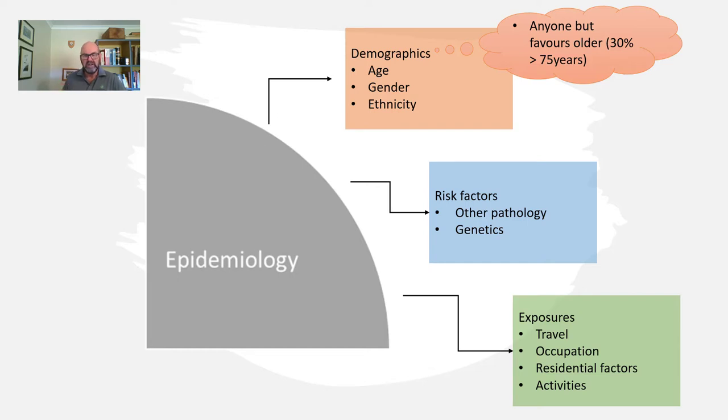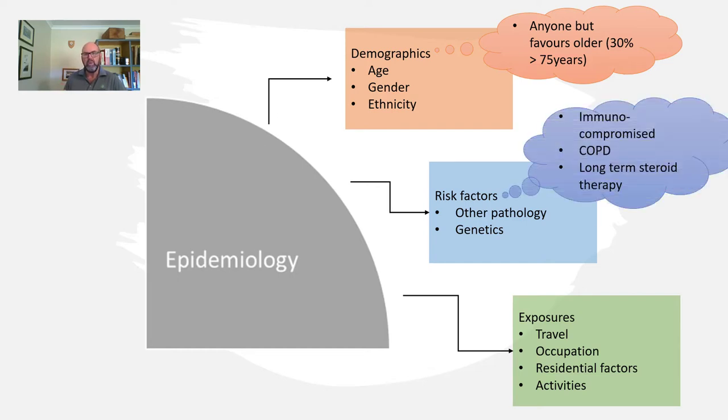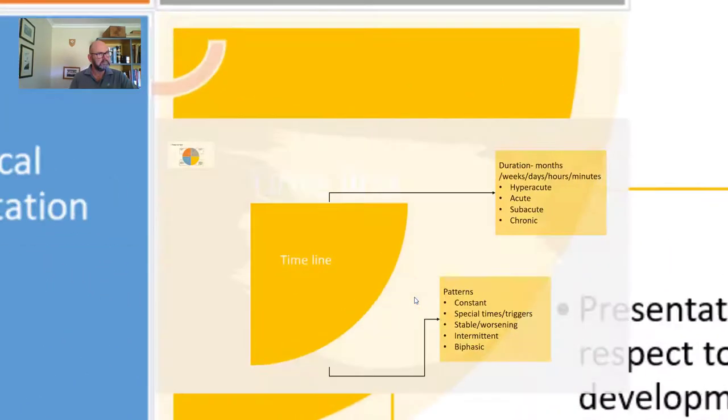In terms of risk factors in this quadrant, we know that people that have other pathology, and particularly if they have serious lung disease such as COPD, and if this is associated with long-term steroid therapy, they're more likely to contract a community-acquired pneumonia. And there are no specific exposures for a community-acquired pneumonia. It may be slightly more prevalent in households that are a bit more crowded, but at the end of the day, this doesn't seem to be a distinguishing factor.